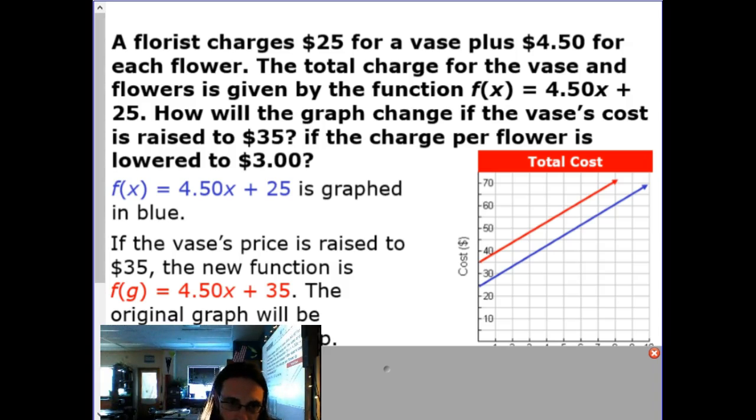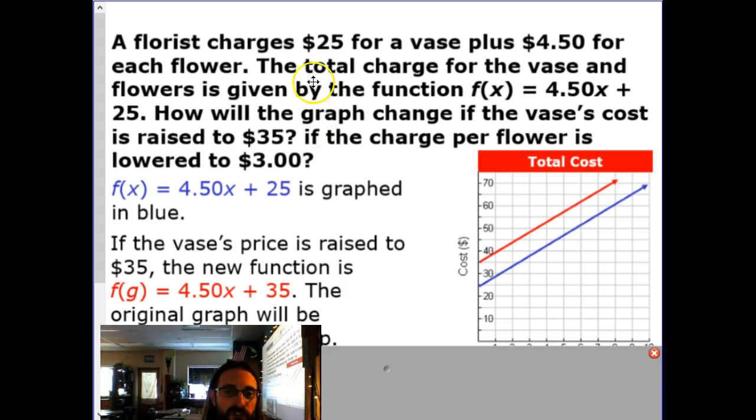Now, of course, no day is complete without a real-world problem. A florist charges $25 for a vase, plus $4.50 for each flower. The total charge for the vase and flowers is given by the function f of x equals 4.50x plus 25. Makes sense. You want 1 flower? It costs $25 plus $4.50. If you want 2 flowers, $25 plus 2 times $4.50. How will the graph change if the vase's cost is raised to $35?